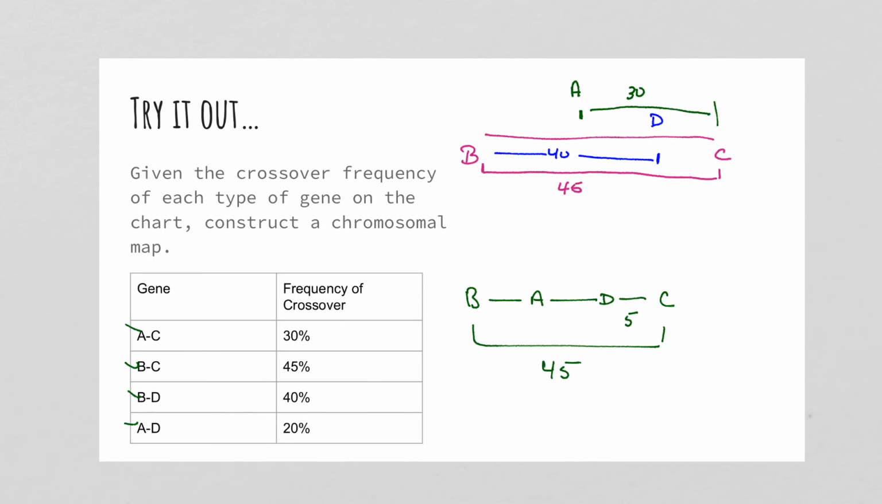At that point, we'd also have to figure out what D and A is. So now we have A and D is going to be 20. That's already given to us. Now you might notice that A and D together is going to get 25, and A through C should be 30. It's a little bit off.